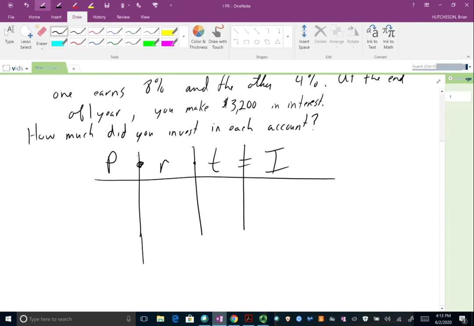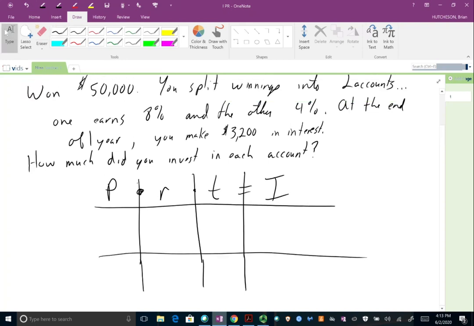This is a chart, and the problem with word problems is, they've got words in them. We got to organize it. We got to make it make sense. So the nicest thing is, it said that it was 1 year. Perfect. The other easy thing is, we know one is 8% and the other one is 4%.